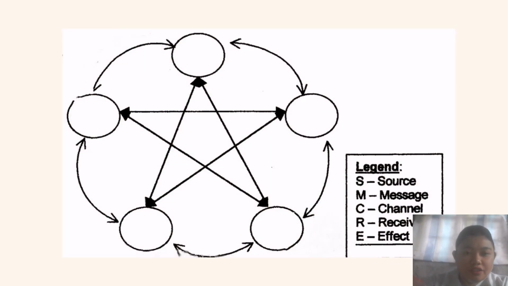As you can see here, we have the Berlo model of communication. On the lower side, we have the legend, which are actually the elements in the model itself. So we have the source, the message, channel, receiver, and the effect. So Berlo delineates the different actors of the communication process and the elements that mediate between them.